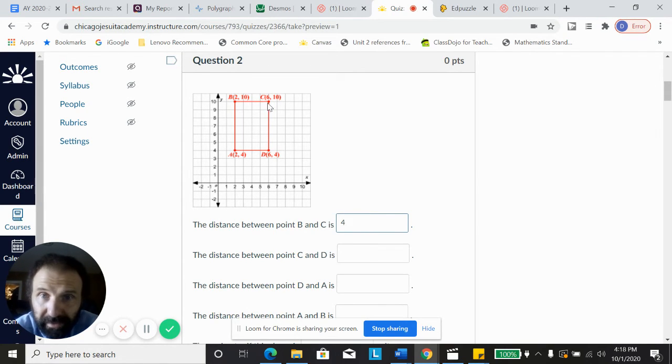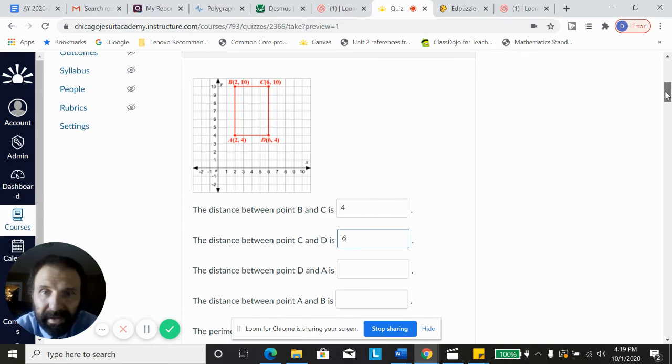Now I want to do C and D. All right, here's C and here's D. So I got to count 1, 2, 3, 4, 5, 6. I'm counting boxes. How many boxes? Not how many lines. How many boxes are in between? 1 full, 2 full, 3 full, 4 full, 5 full, 6. I could also look at these sixes are the same, so I'm going to find the distance between 10 and 4, and that's 6.